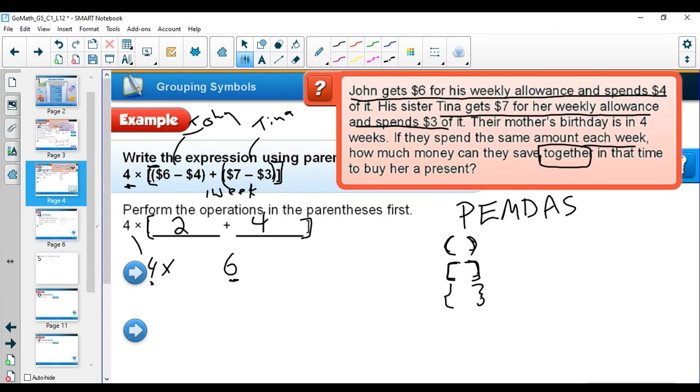They do this for 4 consecutive weeks. So we multiply 4 times 6 is $24. So at the end of 4 weeks, together, they have $24 that they can use to buy their mother's birthday gift.